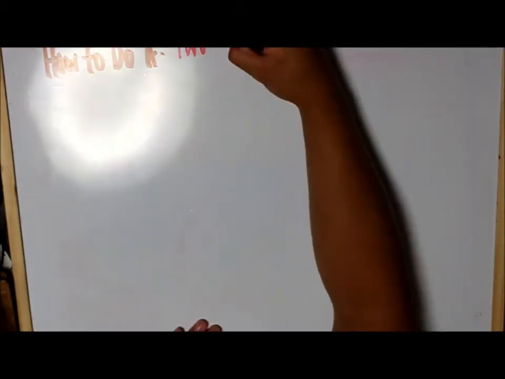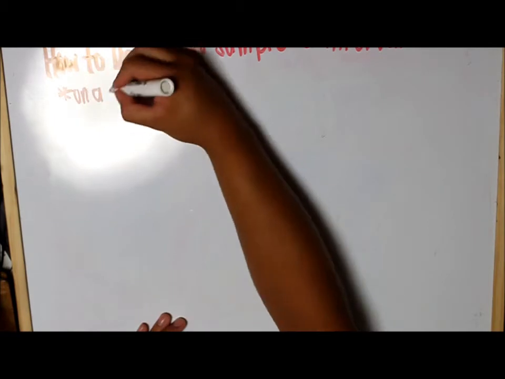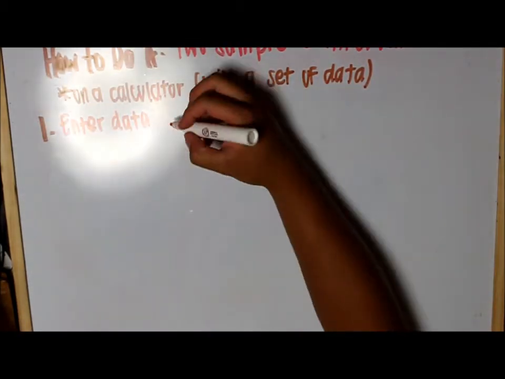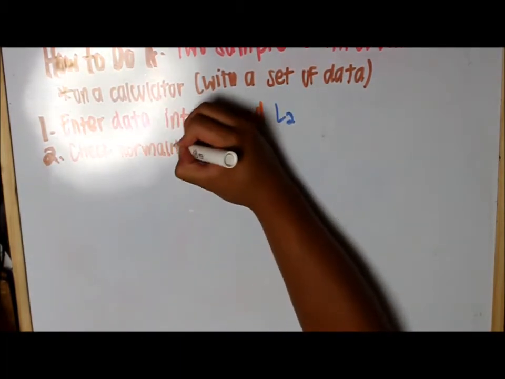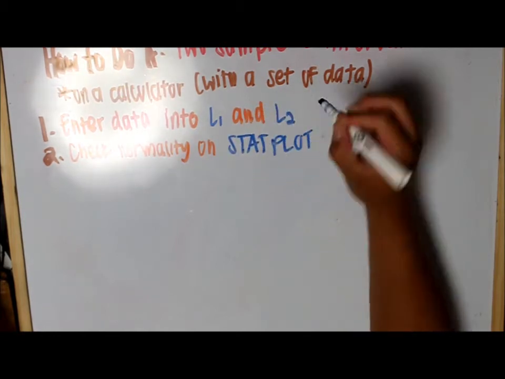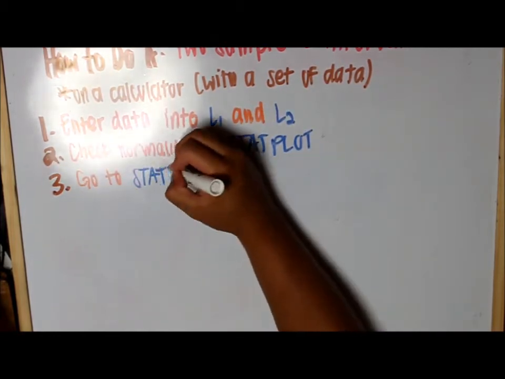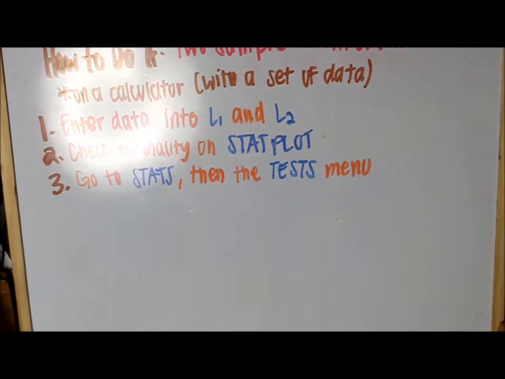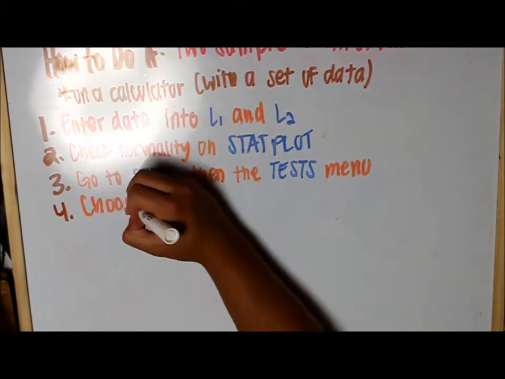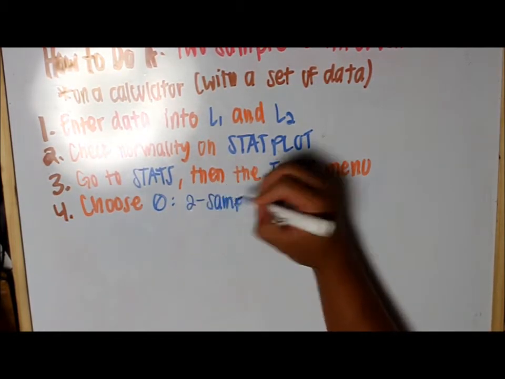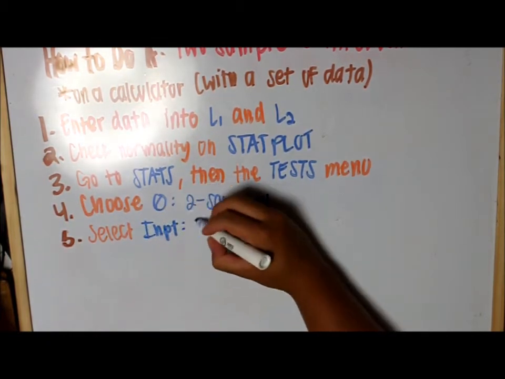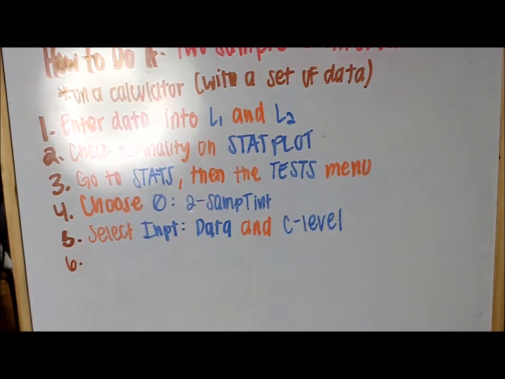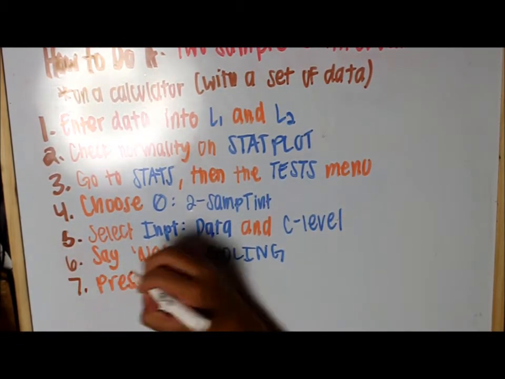Now I'm going to explain how to do a two-sample t-interval on a calculator with a given set of data. First, you would enter all data into list 1 and list 2. Then you would check the normality of both data on StatPlot. Then you would go to Stats, then the Test menu. Then you would choose 0, which is the two-sample t-interval function. Then you would select Input Data, and then you would select the confidence level. You would say no to pooling, and then you would press Calculate.